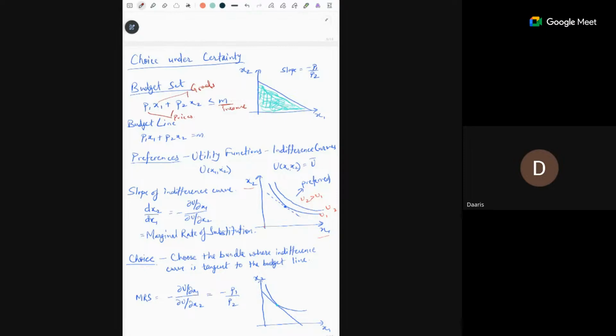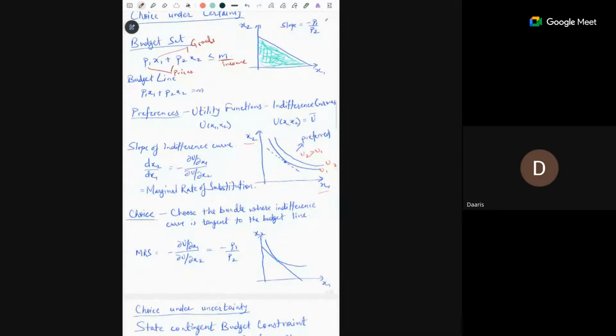That means the total consumption value P1 X1 plus P2 X2 should be less than or equal to his income. This sounds reasonable because he cannot consume more than his income. If we replace this inequality by equality, we call that the budget line, meaning he is consuming all of his income. The slope of this budget line is minus P1 by P2. This budget set represents all the possible combinations of goods X1 and X2 that are available to this particular individual.